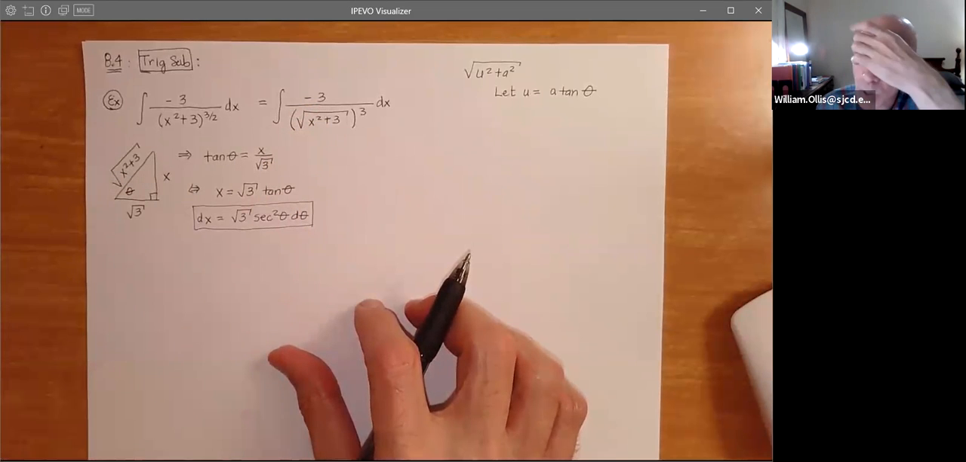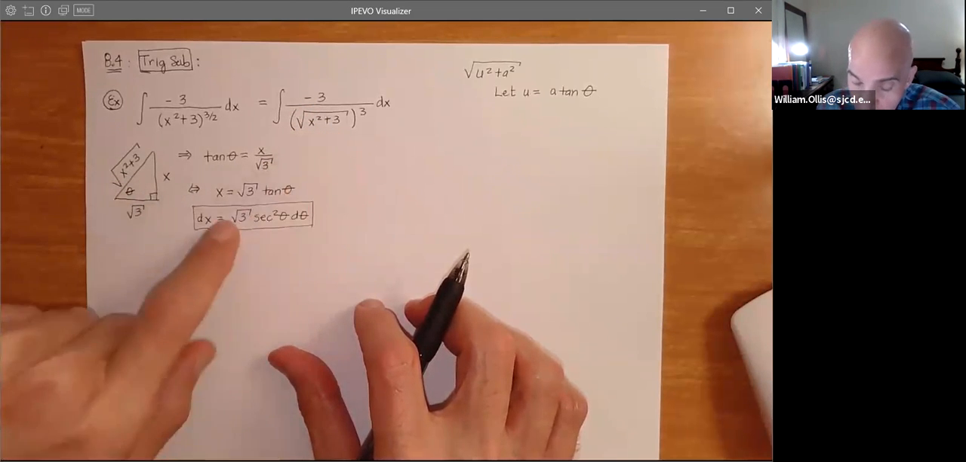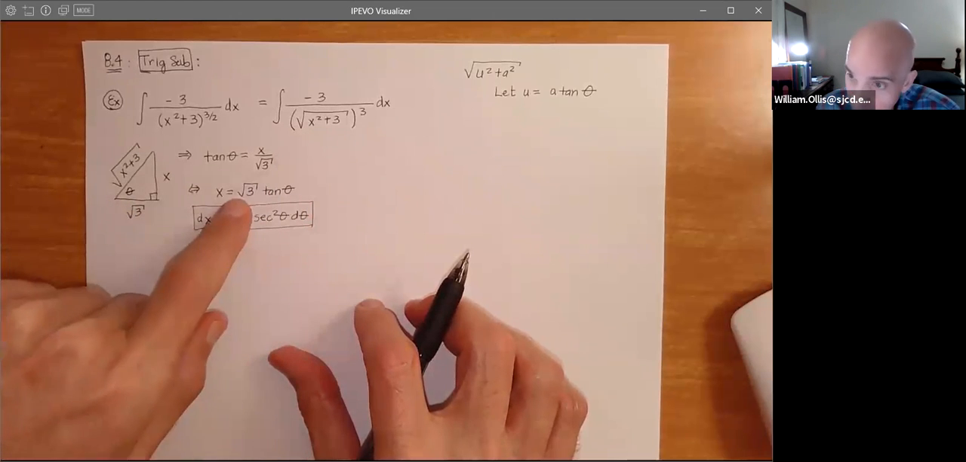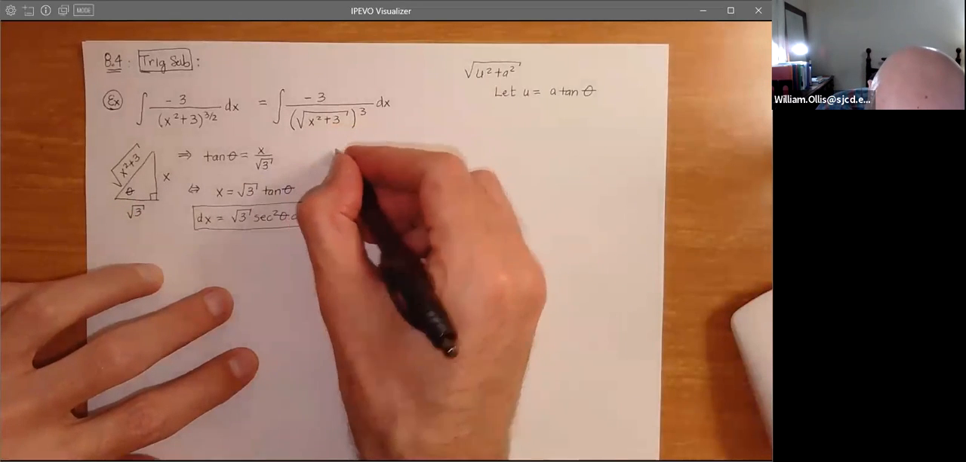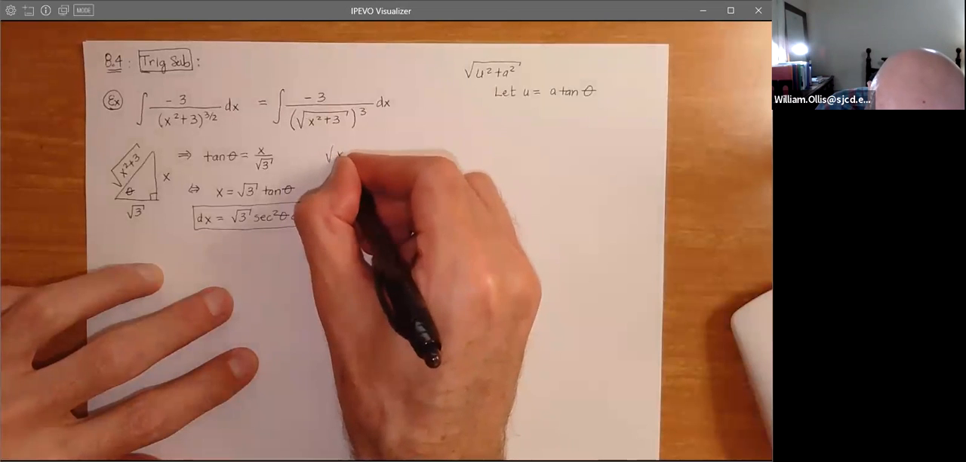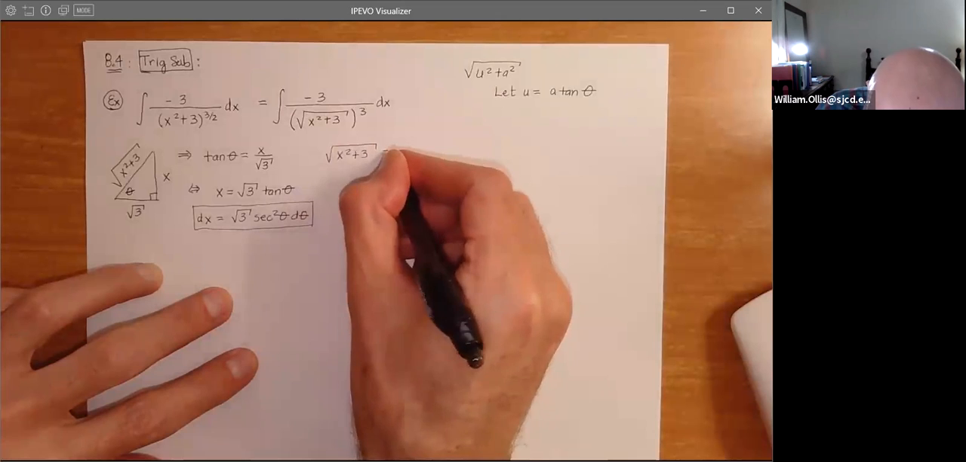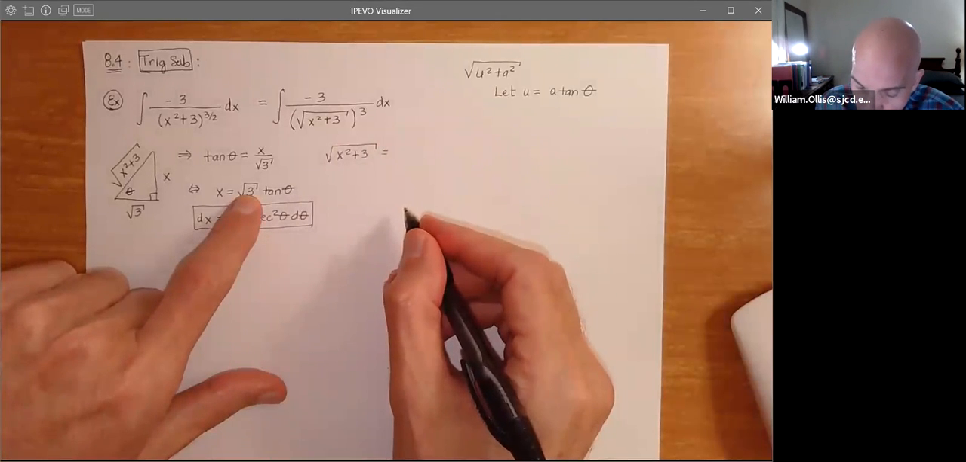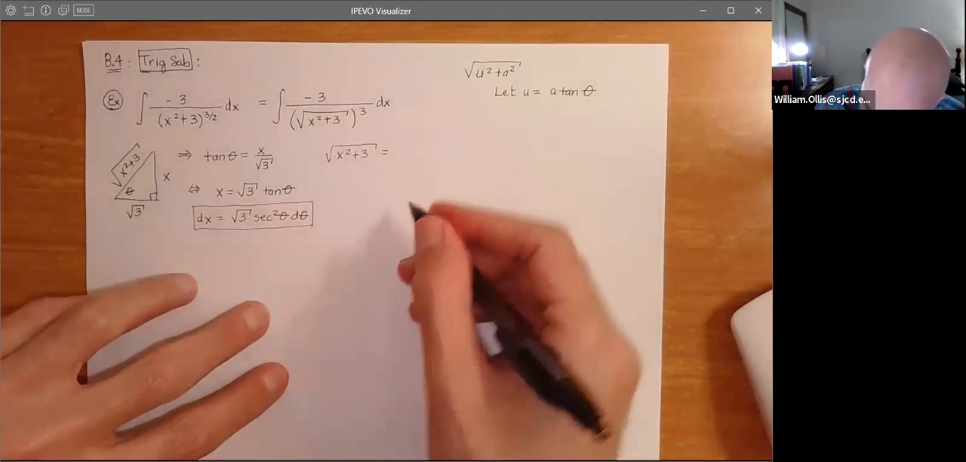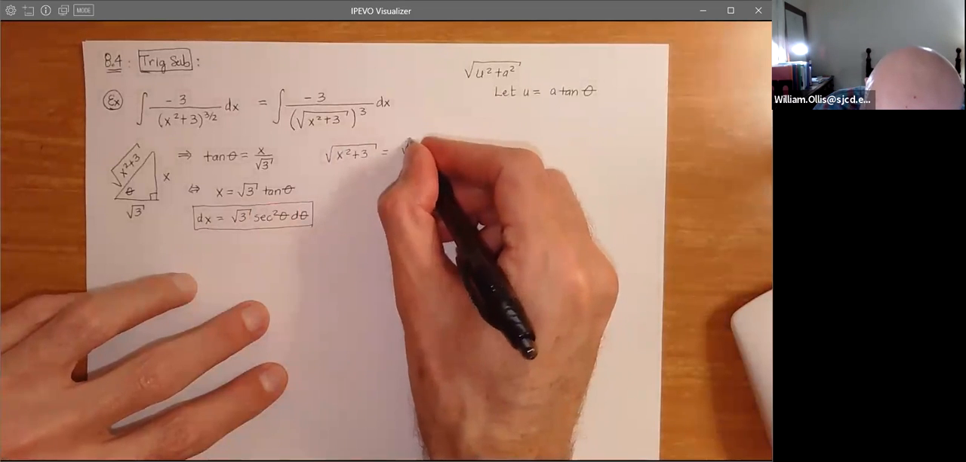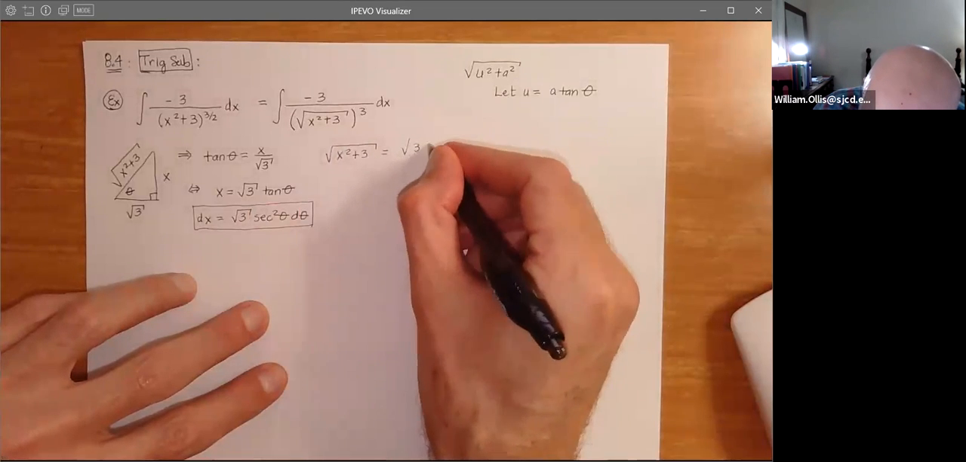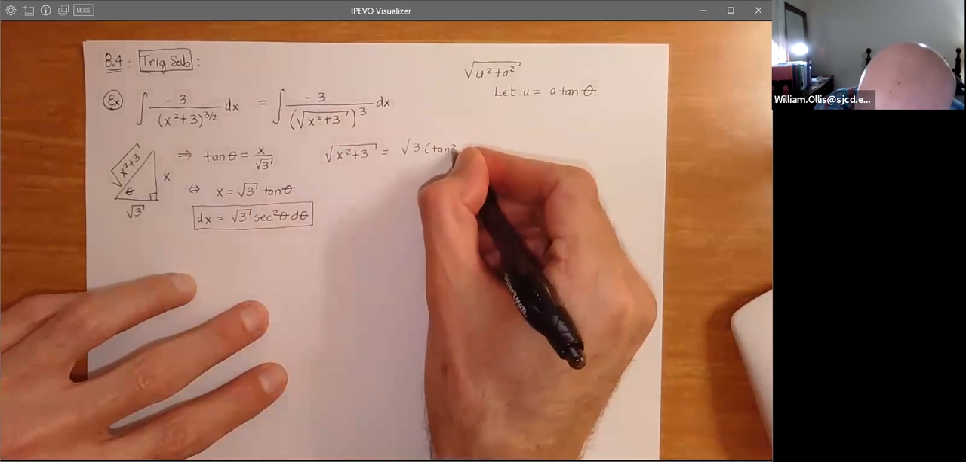And now the dx is taken care of. The -3 is what it is. That doesn't change in any variable. And then, of course, now we can get the radical from this. So also, the radical x squared plus 3. When we square this, we're just going to get a tangent squared plus 1. So we get the square root of 3 times tangent squared plus 1.